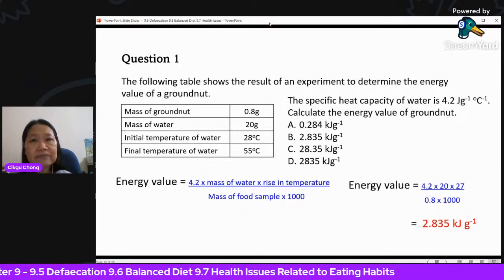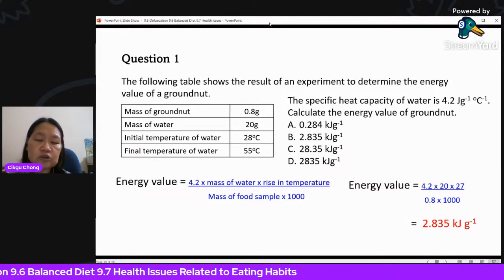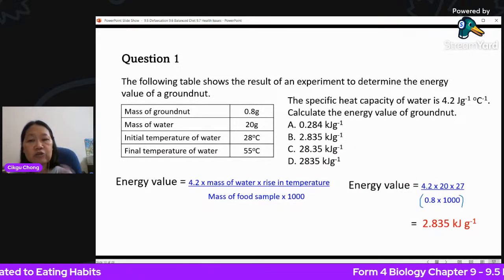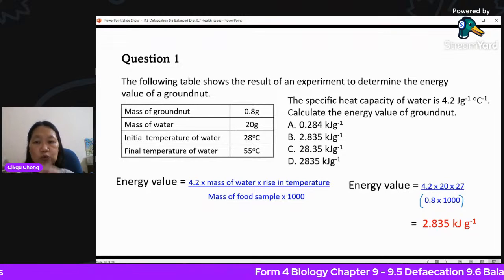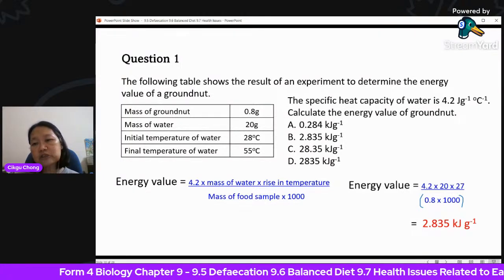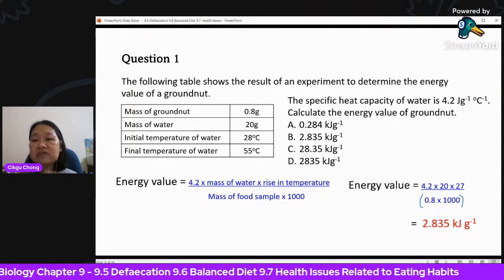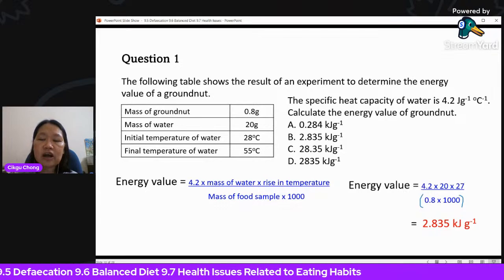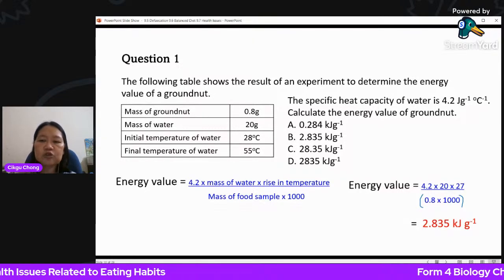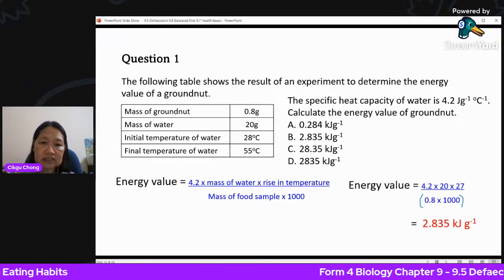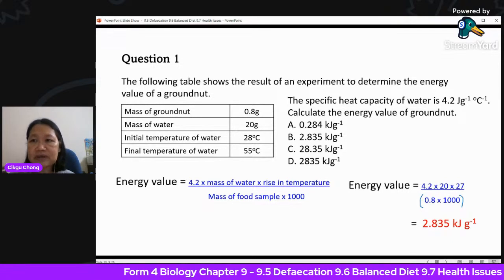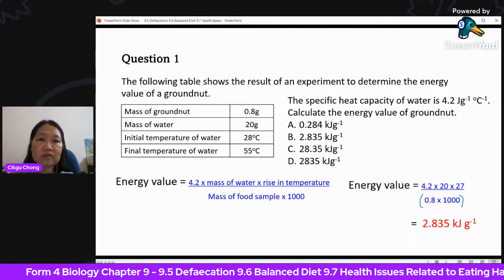Okay, your answer will be 2.835 kilojoule per gram. Or if you're not sure, you can bracket this one. If you want to bracket it out first, you work on the 0.8 times 1,000, that means 800. Your 4.2 times 20 times 27 divided by 800. If not, then you punch in one step. Make sure you divide 1,000. Then you get 2.835. The answer is B for boy. Okay, all right, clear? So you have to remember the formula. Can't help you with that. You have to remember it.